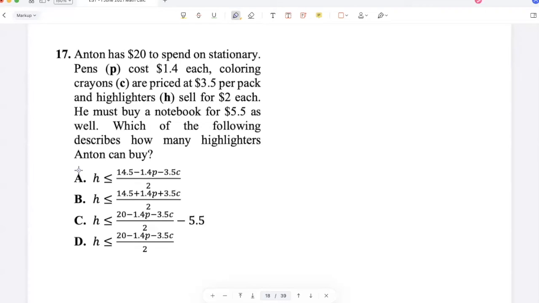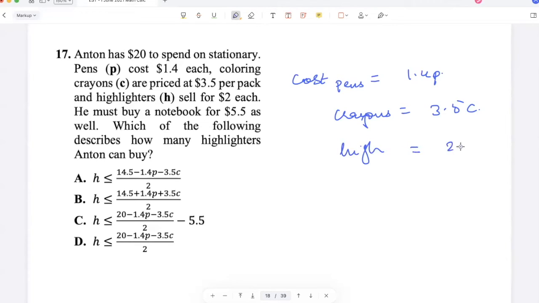Okay, so let's say he buys p pens. So the cost of pens is 1.4p. Cost of crayons is 3.5c. Cost of highlighters is 2h. And the cost of this notebook that he's buying is 5.5, right?